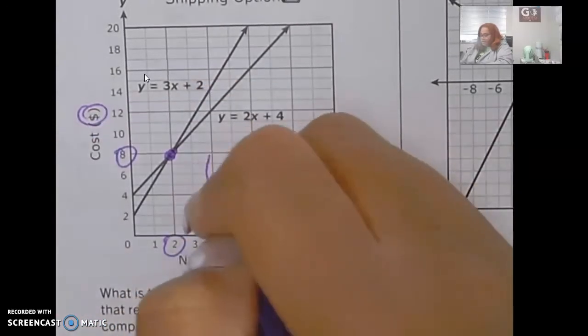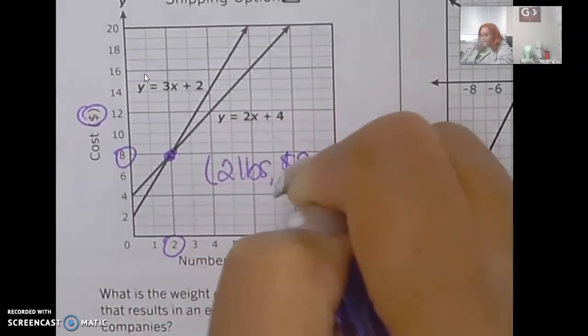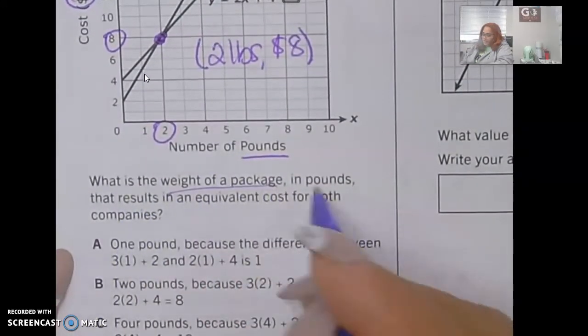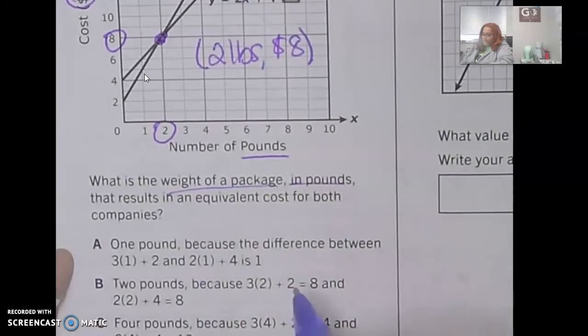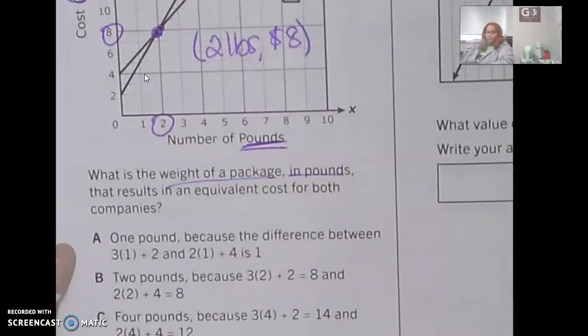So I will write 2 pounds and $8. And I need to choose the appropriate answer that tells me what the weight of a package is in pounds that results in the equivalent cost for both companies. So the weight is your X value down here.